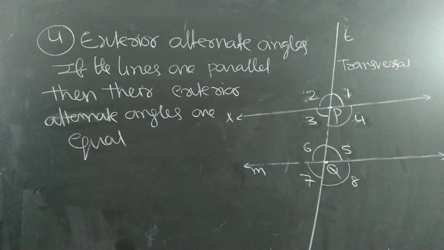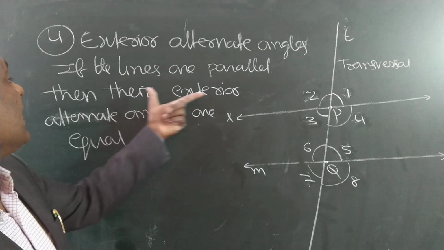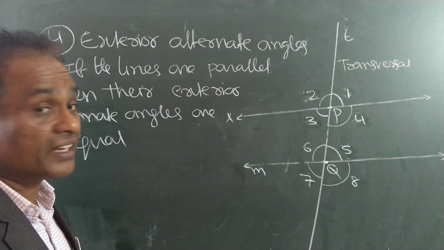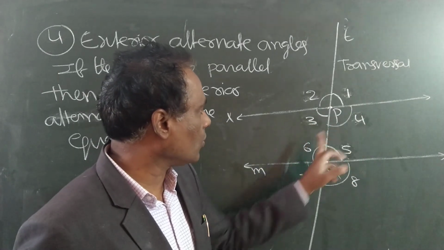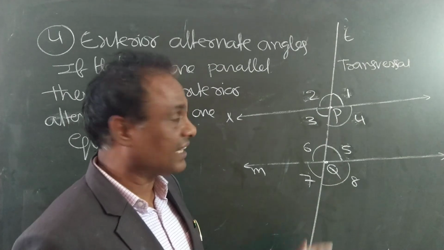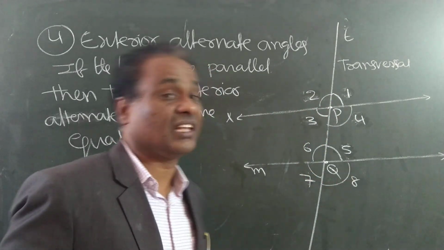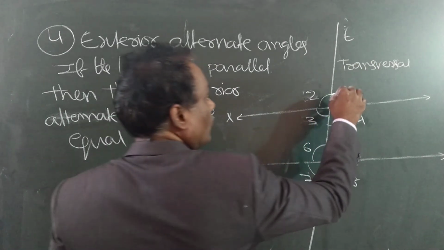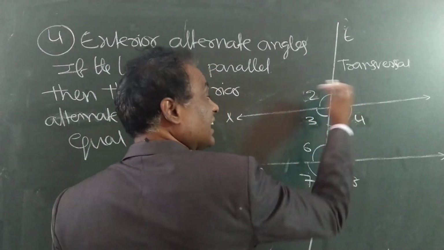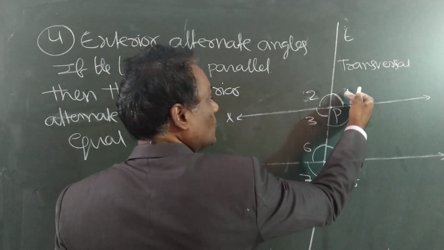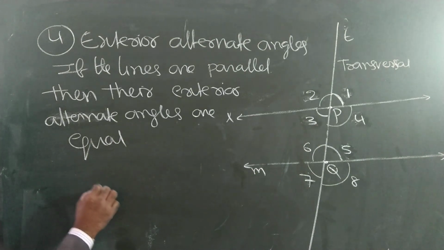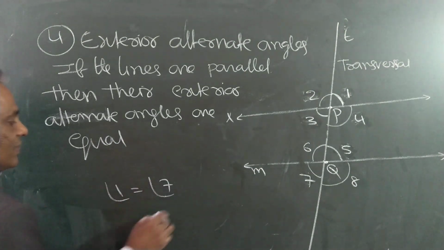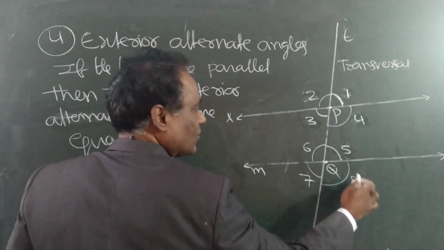So what is meant by exterior alternate angle? I will explain from that figure. If the lines are parallel, then their exterior alternate angles are equal. Exterior means 1, 2, 7, 8. Interior means 3, 4, 5, 6. See here, this 1 is alternate to what? Other side, opposite side. The opposite side one is 7. So angle 1 is equal to angle 7. Similarly, angle 2 is equal to angle 8.